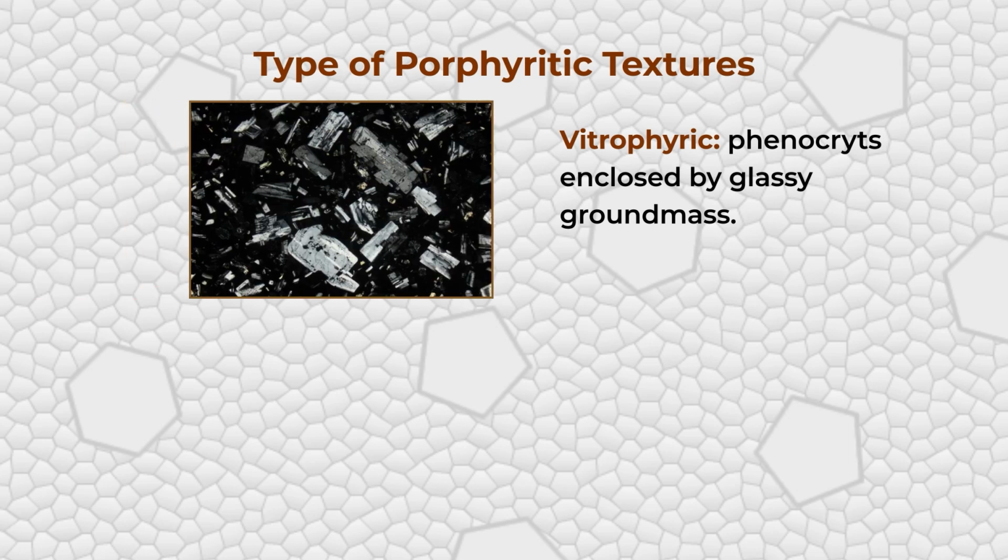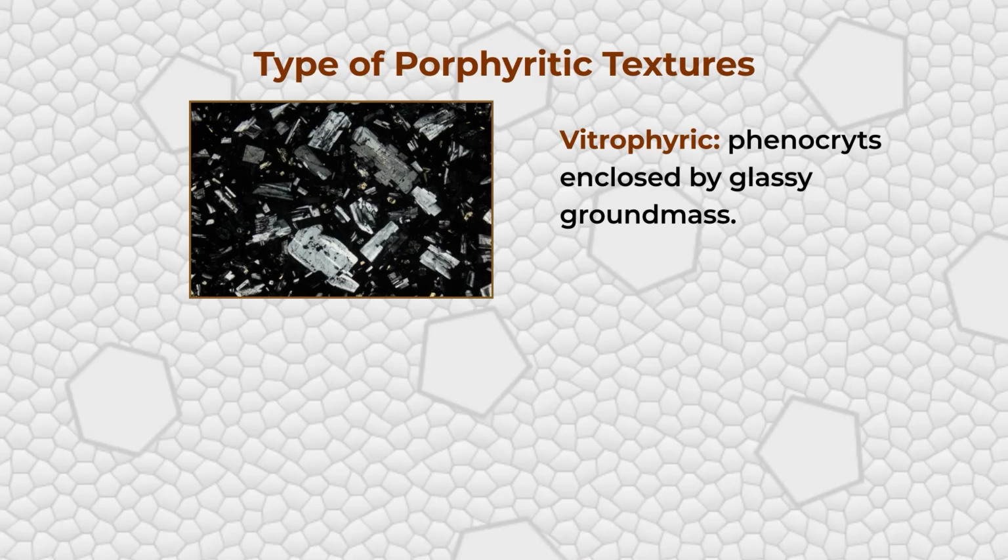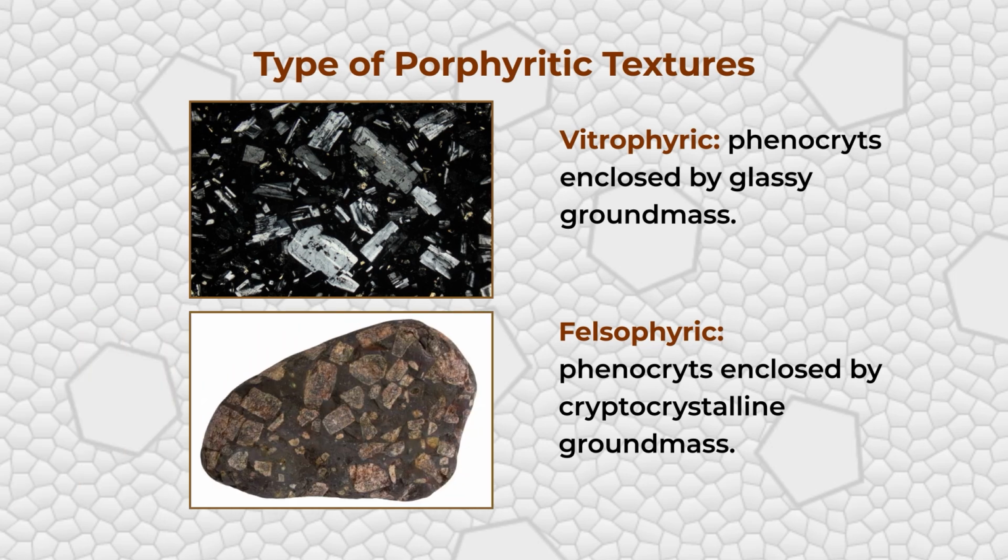The porphyritic texture is of three important types. They are categorized as vitrophyric. Vitrophyric means when large size phenocrysts are embedded within a glassy groundmass. The texture is called vitrophyric. In felsophyric texture, the phenocrysts are enclosed by a cryptocrystalline groundmass. Here the grain size of the groundmass is slightly larger in case of felsophyric texture.